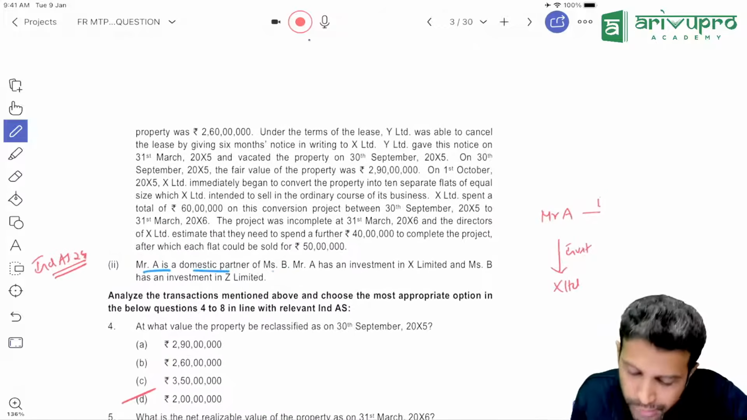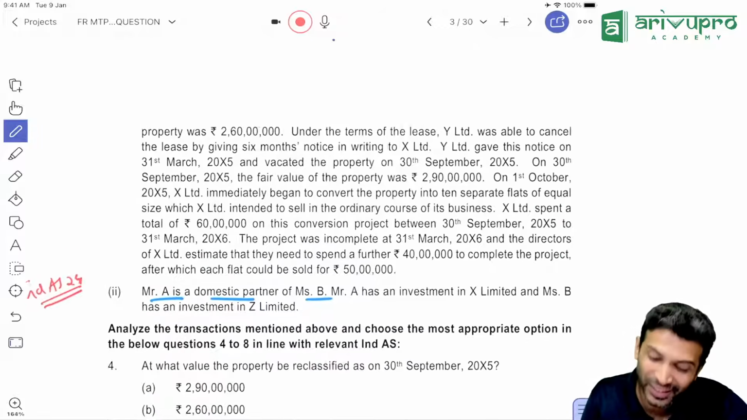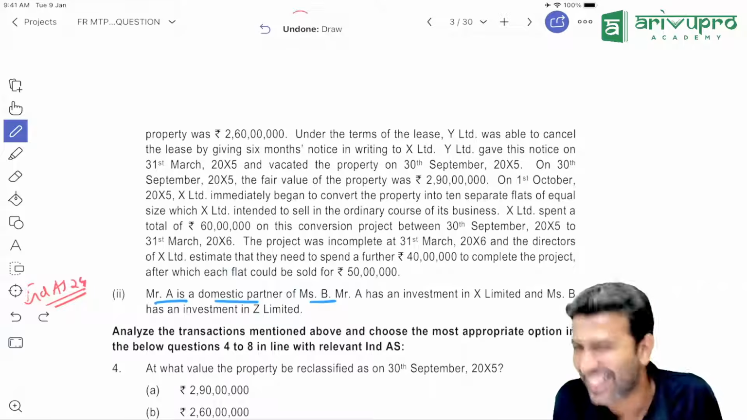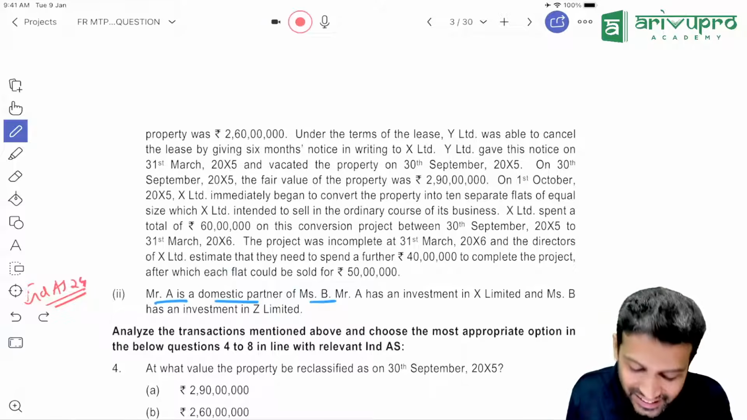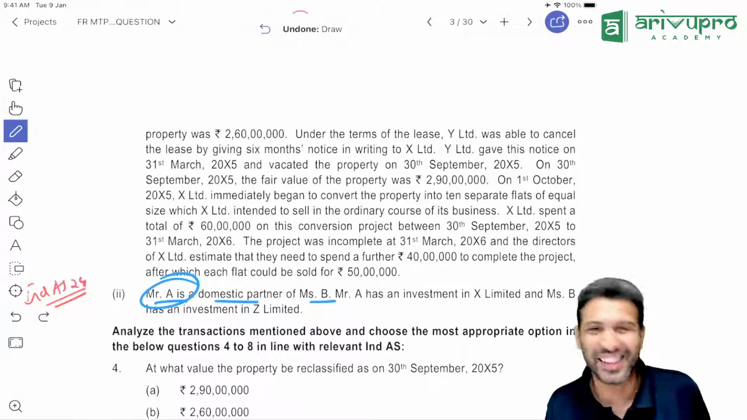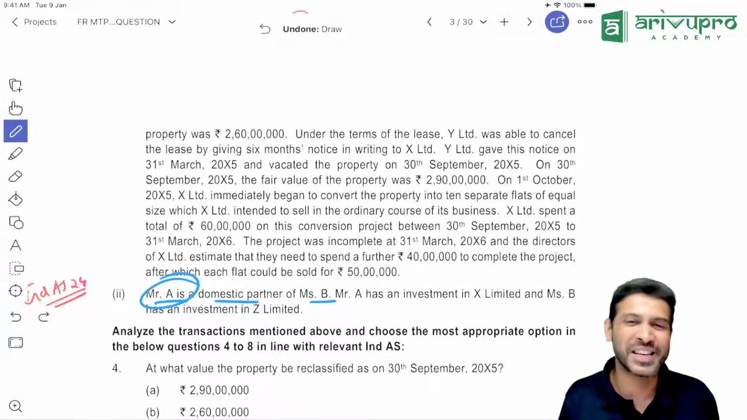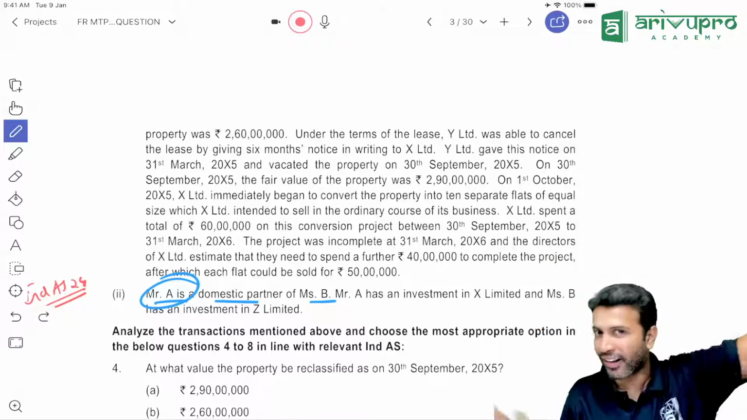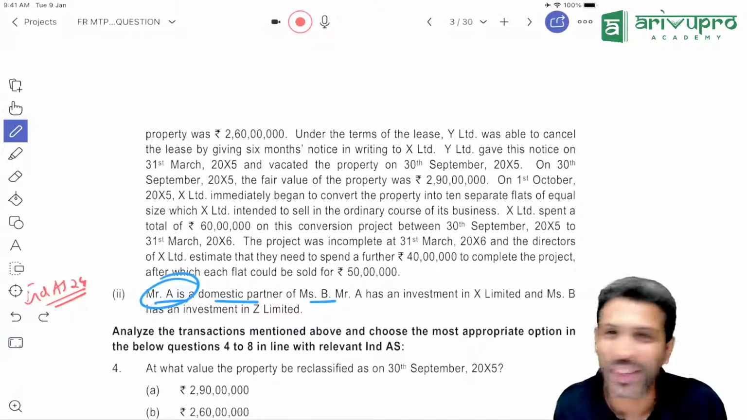Mr. A is a domestic partner of Miss B. We know what the word domestic partner means. Yes? Domestic partner as in A is in a live-in relationship with Miss B. That live-in relationship, we call it domestic partner. In Accounting Standard 18 related party, live-in partner and all, we will not consider.